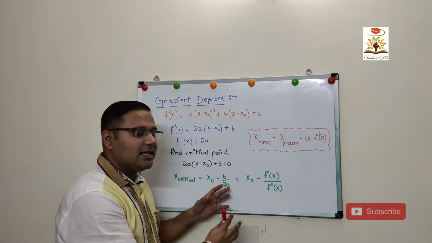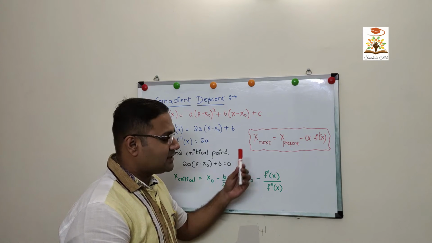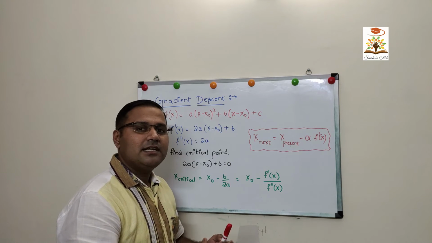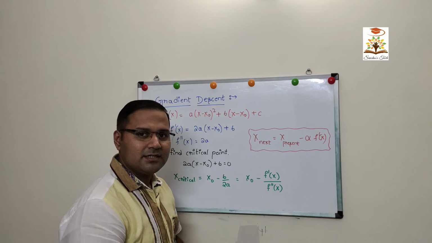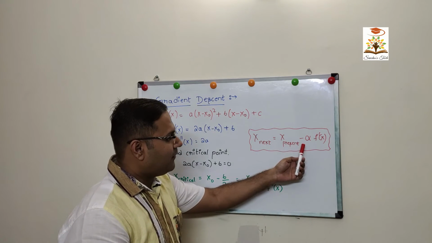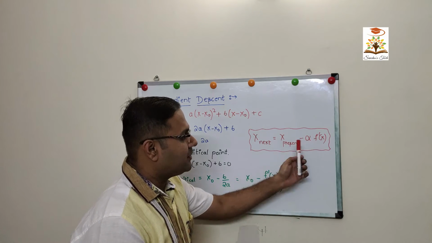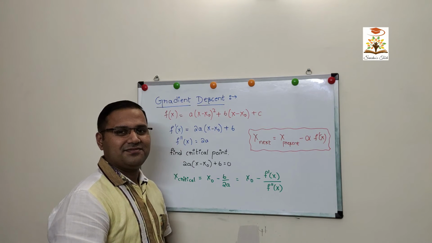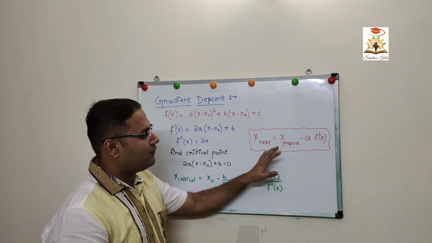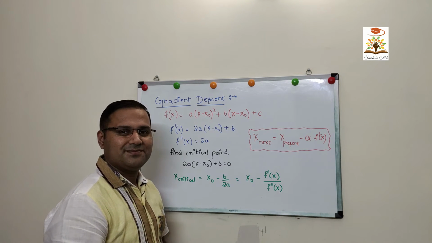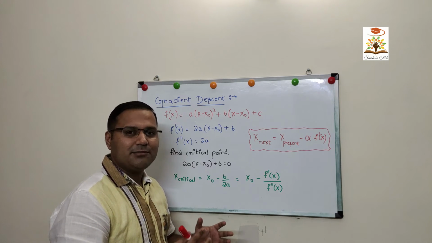This formula can be generalized as the next point is dependent on the present point minus alpha, which is the learning rate, times the first derivative of the equation. This is how a generalized gradient descent formula looks like. Now let us understand gradient descent using a diagrammatical approach.